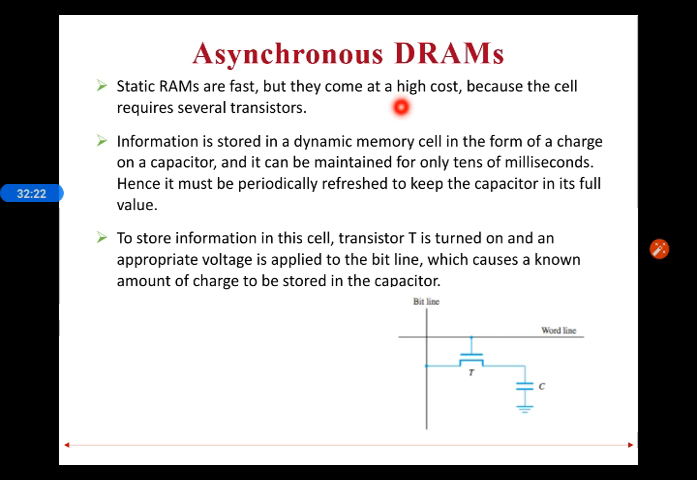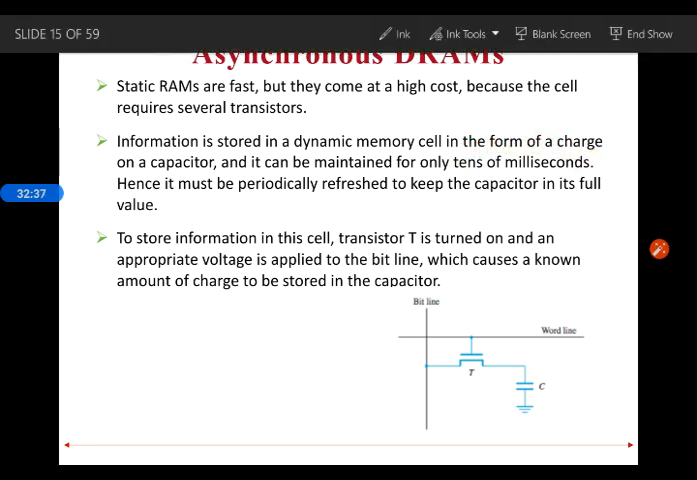Here also we have to use transistors, but we need fewer transistors for the construction of asynchronous DRAM compared to static RAM. Information is stored in a dynamic memory cell in the form of charge, so you must notice that. In this case, the data is represented in the form of charge on the capacitor.